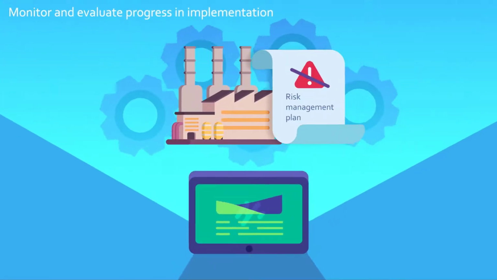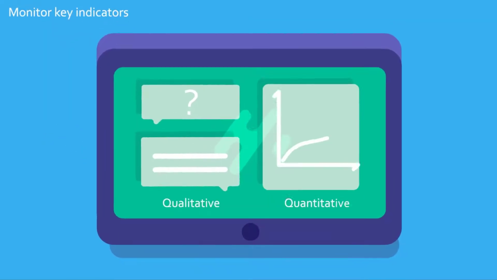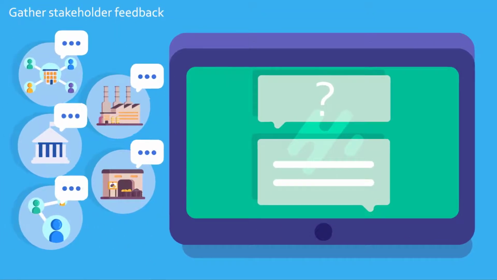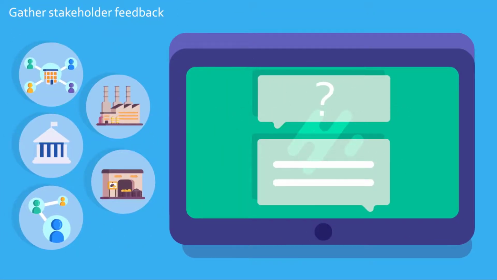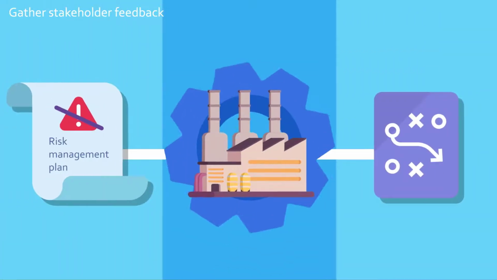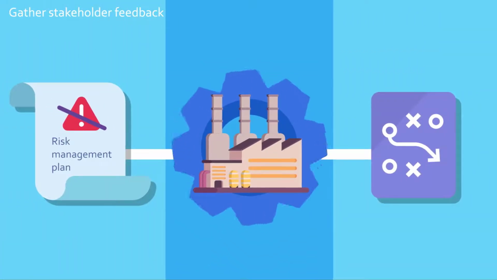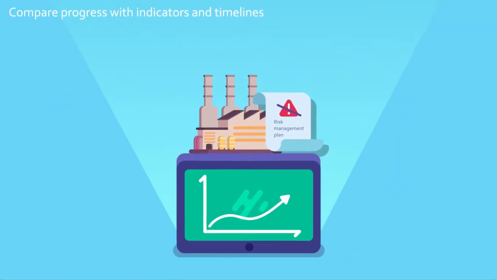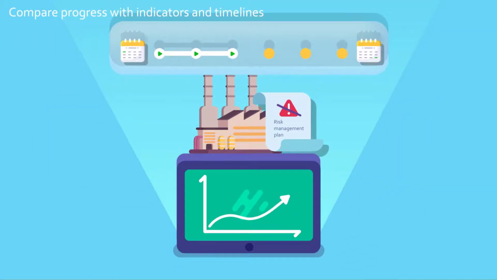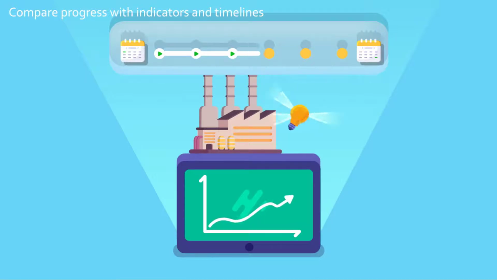Monitor and evaluate progress in implementing the risk management plan. Track its effectiveness by monitoring key indicators. And gather feedback from affected stakeholders. Ensure that the plan is consistently implemented in accordance with the strategy. Compare progress against indicators and timelines and adapt the plan as needed. Ask yourself if significant, measurable progress is being made.